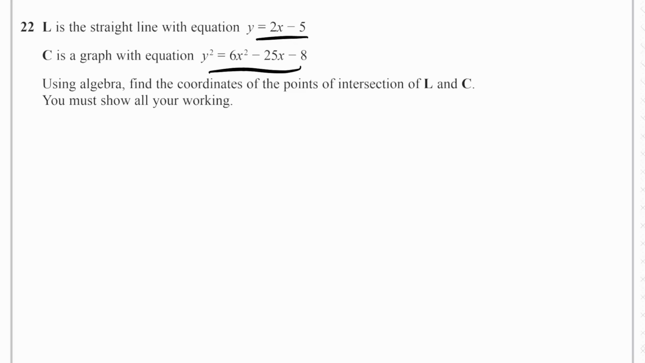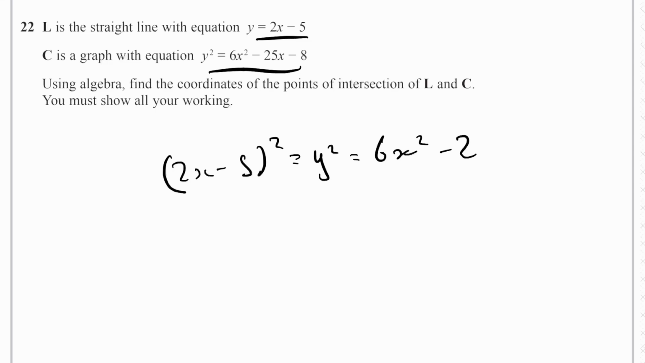So for points of intersection, basically we need to have y and x in both of these formulas be the same. So if we assume they're the same, then we can eliminate accordingly, right? So if you say y is the same for both of them, then what we can write is that (2x minus 5) all squared is going to be equal to y squared, which is equal to 6x squared minus 25x minus 8. Okay, so you can see basically what we did there, which was combine both of these by squaring this one. Okay, so then we can take this and expand it out.